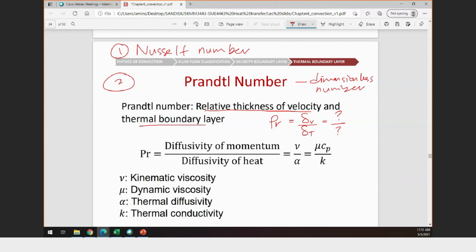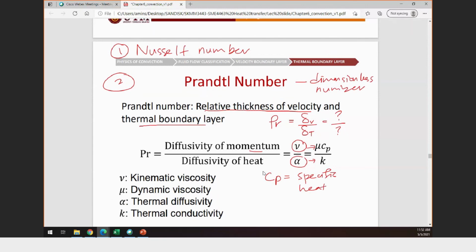So one way to calculate the Prandtl number is using the diffusivity of momentum divided by the diffusivity of heat. It's basically the properties of the fluid. This can be translated into more simplified properties: kinematic viscosity divided by thermal diffusivity. Or you can also translate into dynamic viscosity times the specific heat, where Cp is the specific heat, divided by k, which is the thermal conductivity.